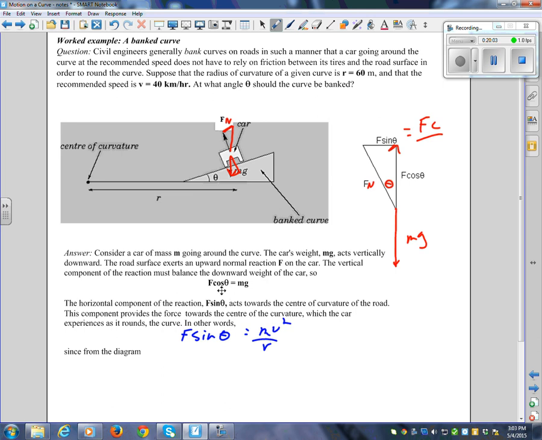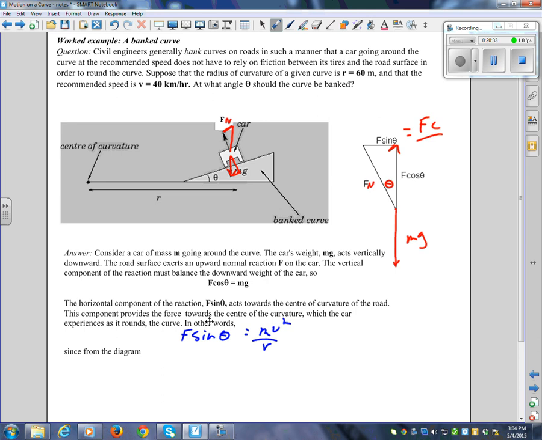F cos theta, this one right here, is balanced by the weight force, equal to each other, right? No vertical acceleration. F sine theta is this one here, and it's directed towards the center of the curve. And so because it's directed towards the center of the curve, it's equal to the centripetal force. Centripetal force, mv squared over r, is equal to F sine theta.